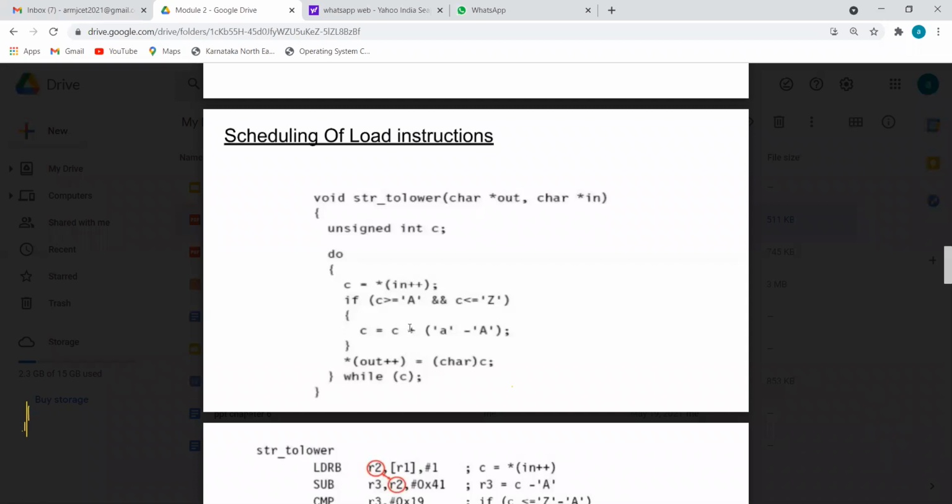Now, since we are converting from capital to lower letters, I will give you the values of lower letters: small a is 97, small b is 98, and small z is 122. So a small letter has a higher code than a capital letter.